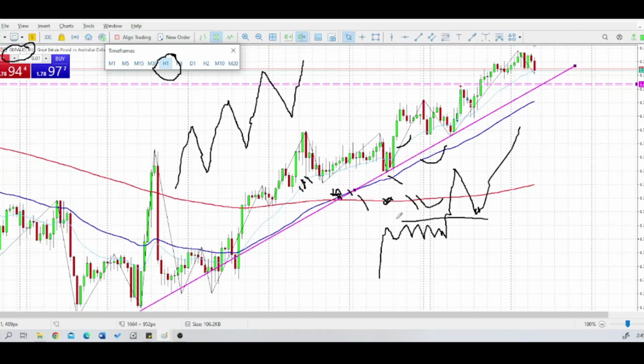I have different strategies I trade with indices. This one is just for all the forex pairs. So you search for a forex pair which is trending, okay? A forex pair which is trending.